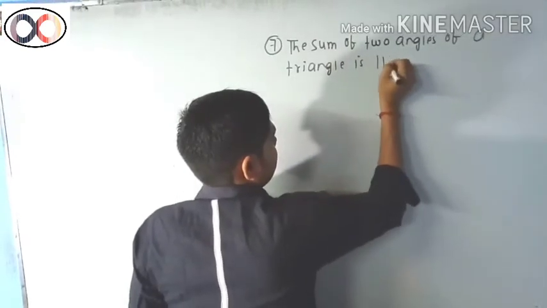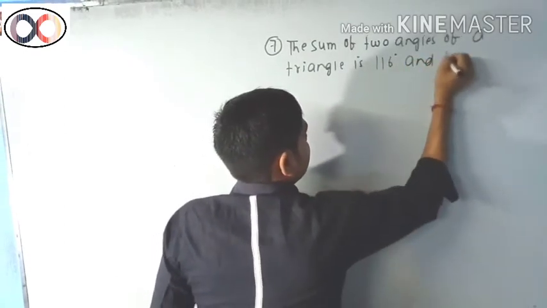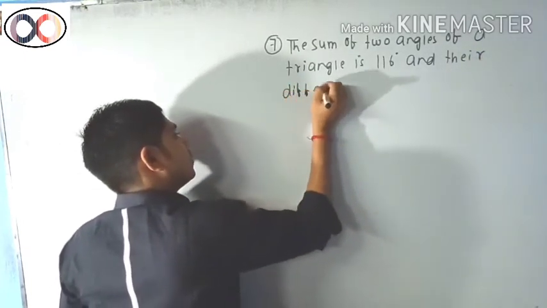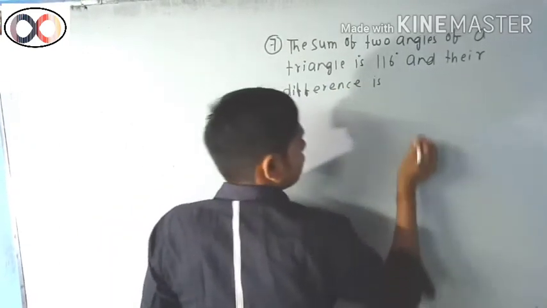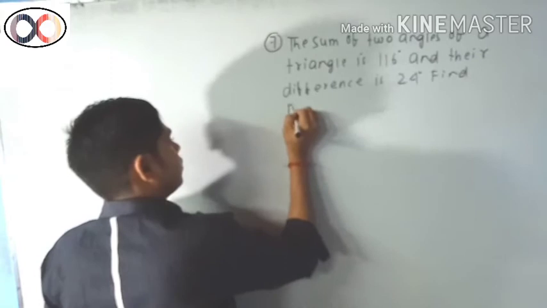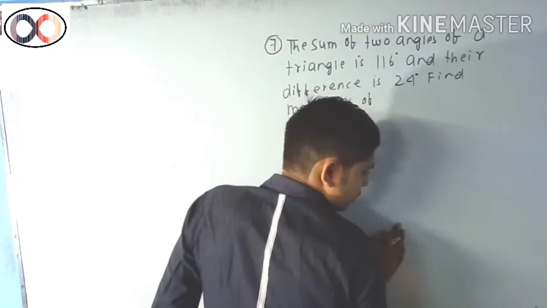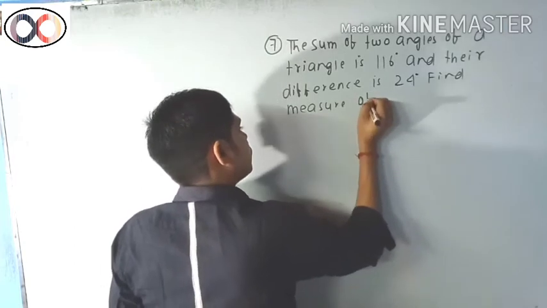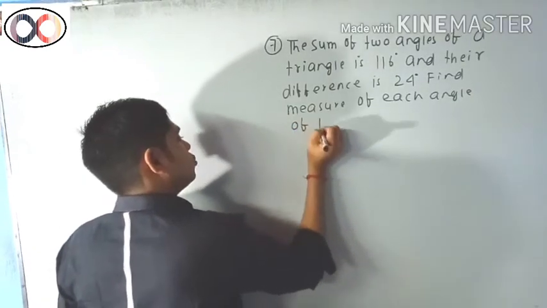116 degrees, and their difference is 24 degrees. Okay, here is the question: find the measure of each angle of the triangle.